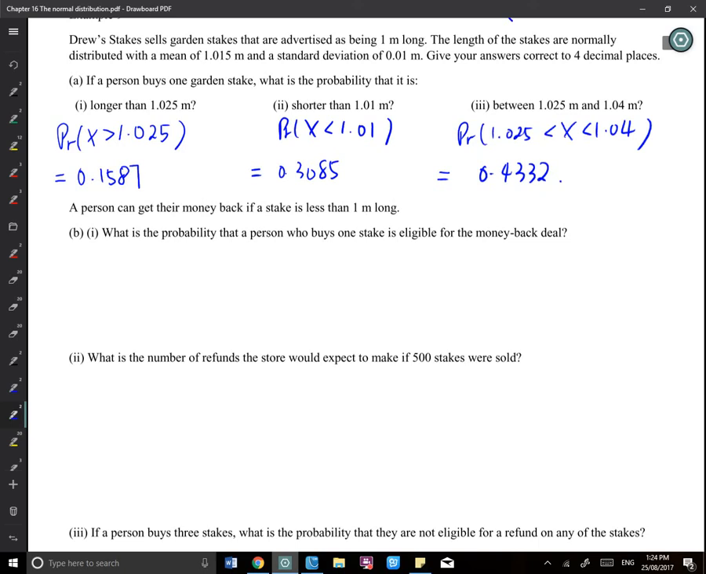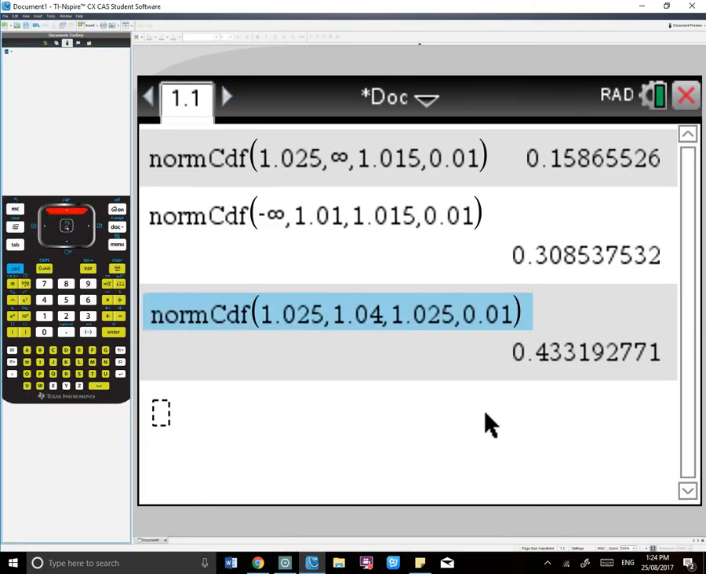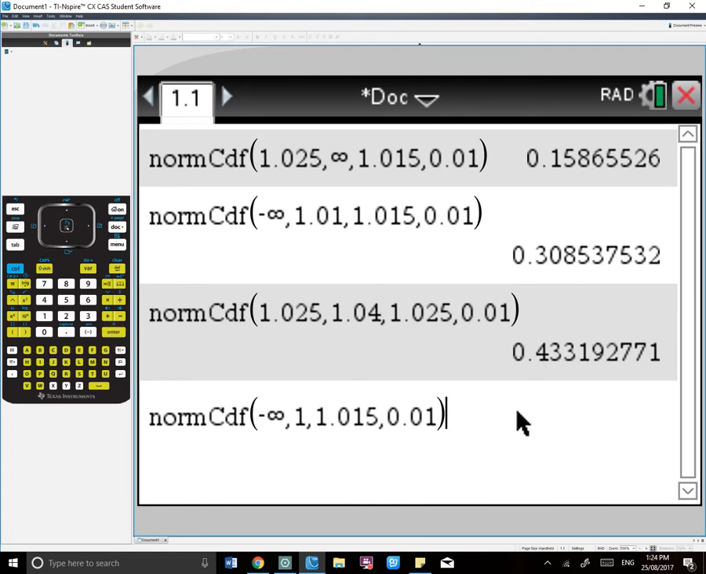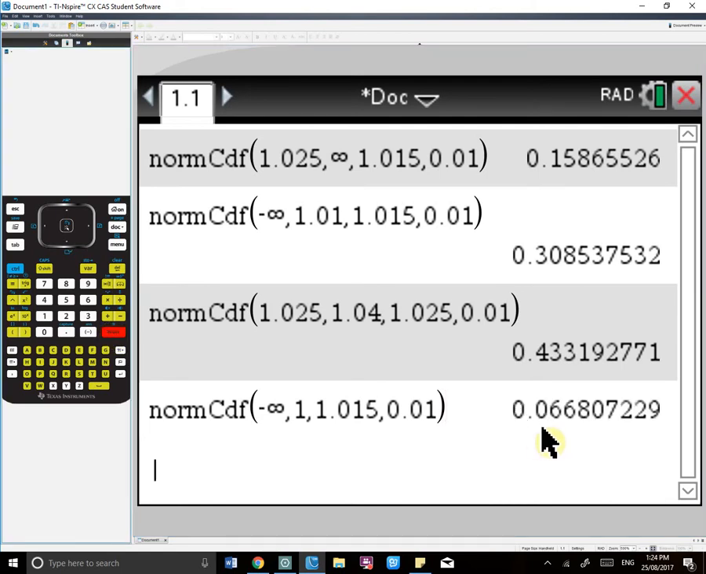Can get money back. What's the probability that a person is eligible to get their money back? So that's the probability of x less than 1 meter. So I'll just copy that down and change this number to 1: negative infinity to 1, and then everything is the same. This only gives you a probability of 0.0 something. It's a really small probability if you set the mean high enough: 0.0668.